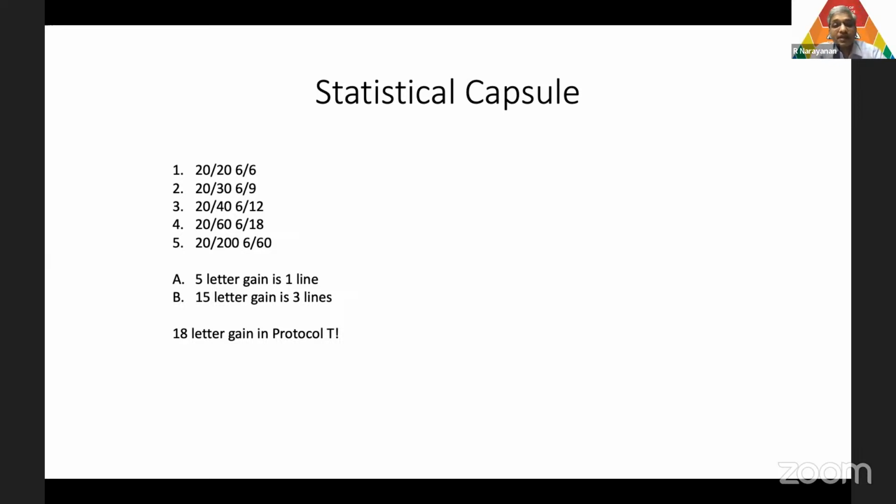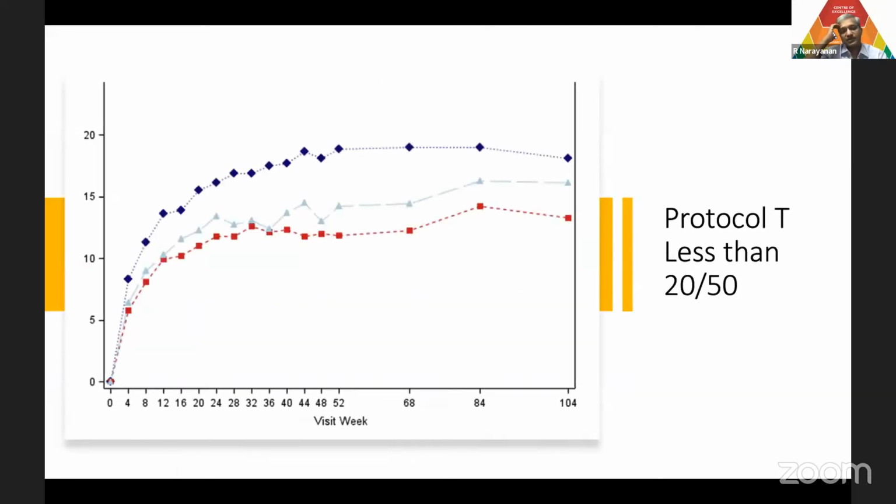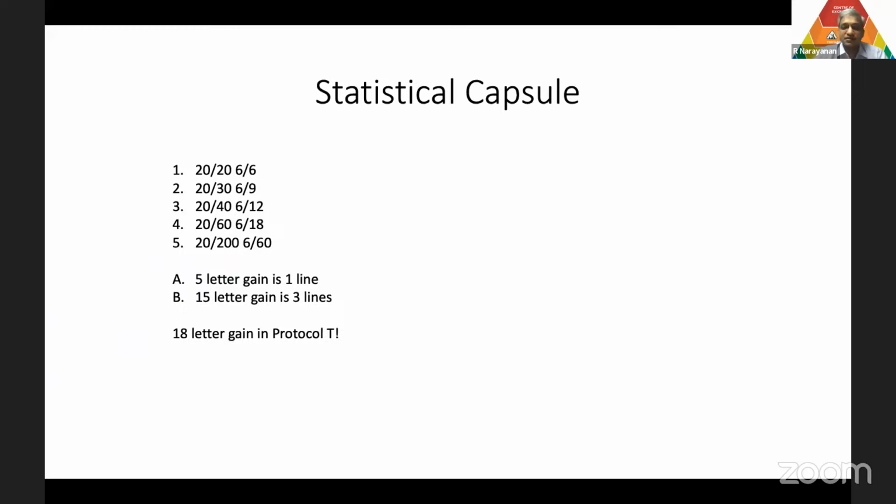But 20 by X vision is equal to 6 by Y vision. You know now how easy it is to calculate. But again, going back to these articles, when I mentioned that 18 point so and so letters is gained in Protocol T if you give Eylea at the end of 2 years, versus let's say with Avastin is about 12 letters. So it's a difference of 6 letters between Eylea and Avastin. 5 letters is 1 line. Okay, so 20 by 20, 20 by 25, then 20 by 30.